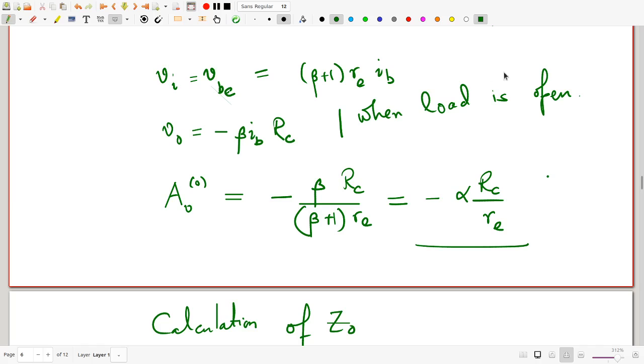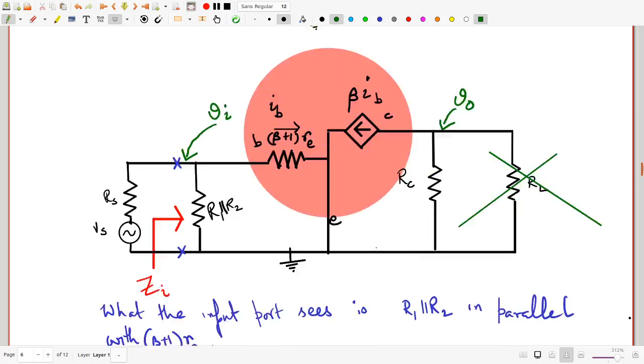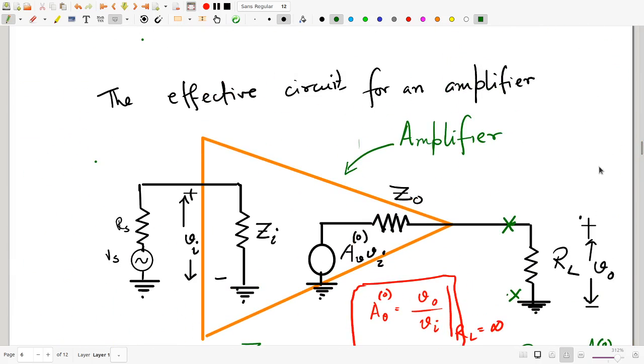Okay, now let's get to the calculation of ZO. How would you calculate ZO? Now, there is a bit of a conceptual stumbling block here. If you go back to the effective circuit, this one, you would easily see that ZO is the impedance which the output port would see. Not really. The output port doesn't see ZO. It sees ZO in series with AVO-VI, but it would see ZO as the impedance connected between these two terminals if AVO-VI, this source, were 0.